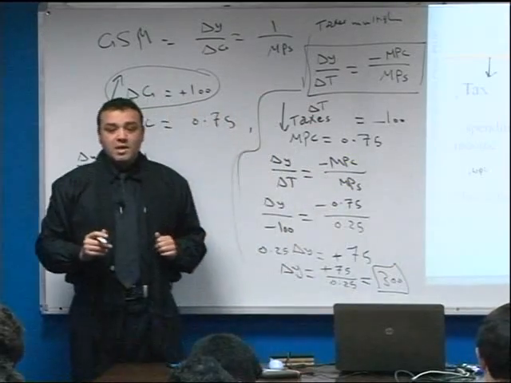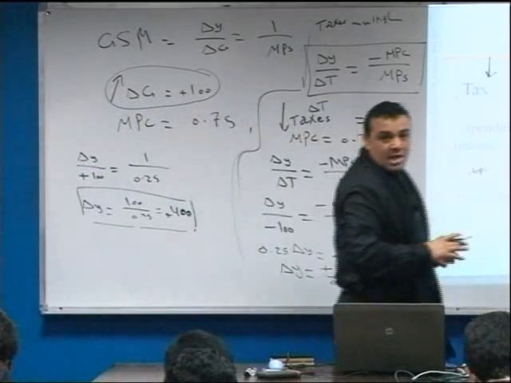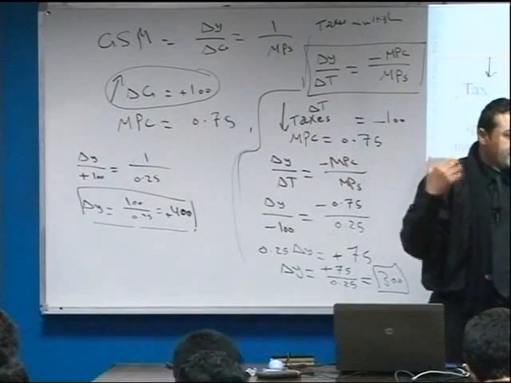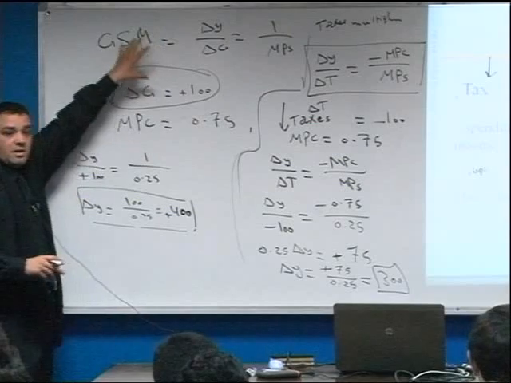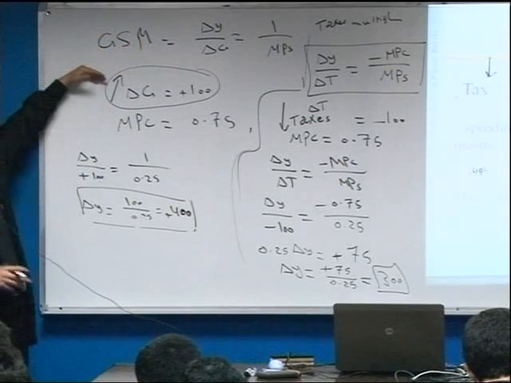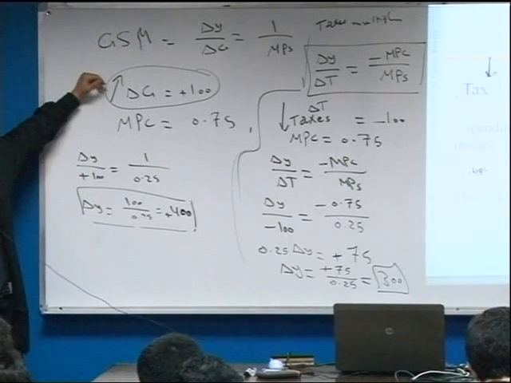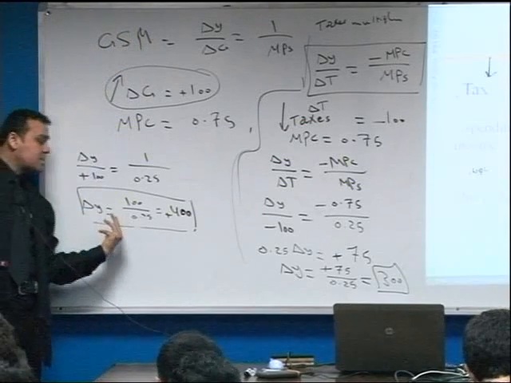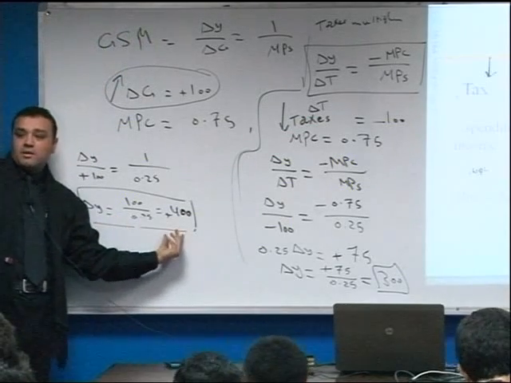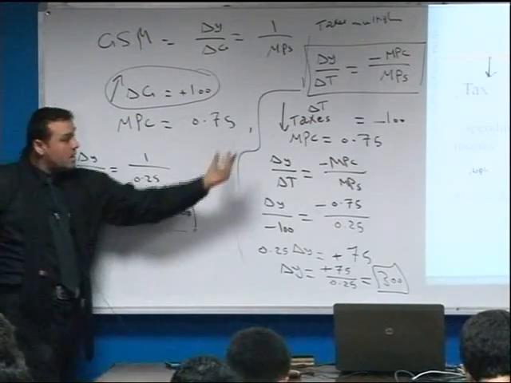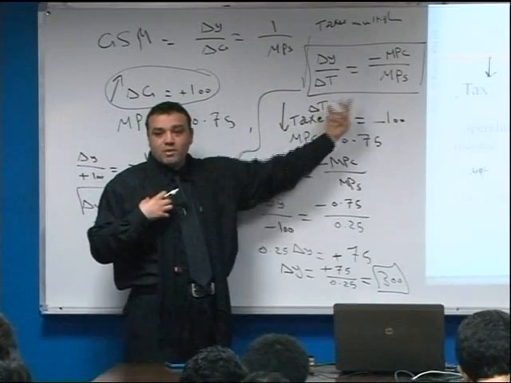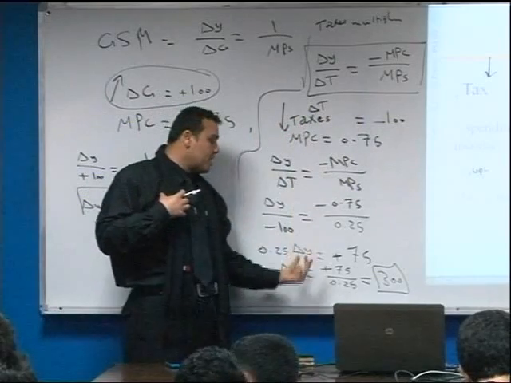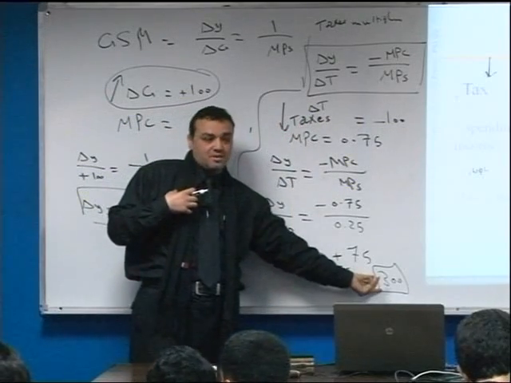So what do you see? Let's do a comparison between the effect of the government spending and taxes. As I mentioned, increasing government spending by $100 million leads to an increase of aggregate output by 400, right? If the government decreased the taxes by $100 million, the aggregate output increased by $300 million.